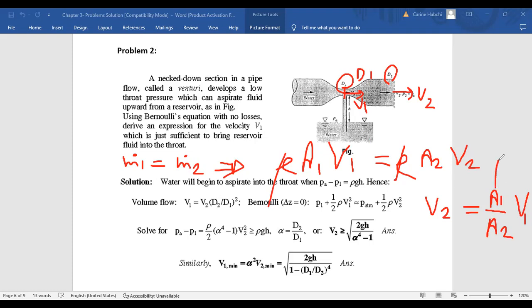And the area is pi d square over 4. So this is pi d1 square over 4, and this is pi d2 square over 4. And pi over 4 will cancel out. So we just have d1 over d2 square. So we can write that V2 is equal to V1 times d1 over d2 square.